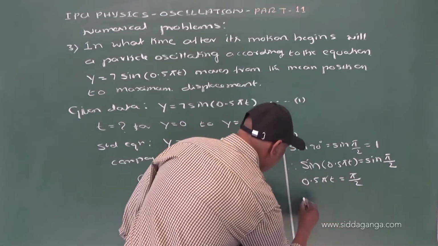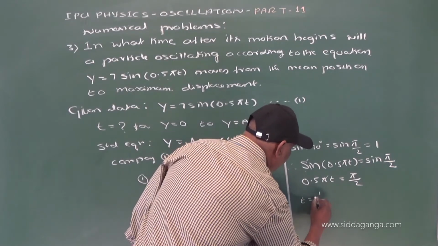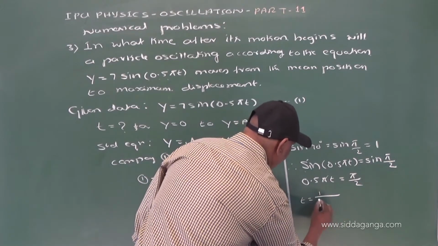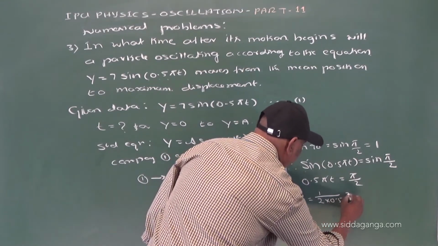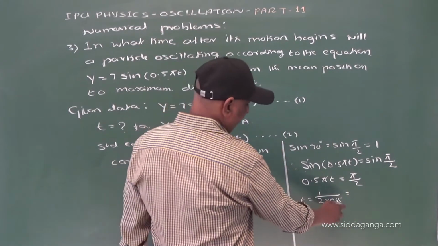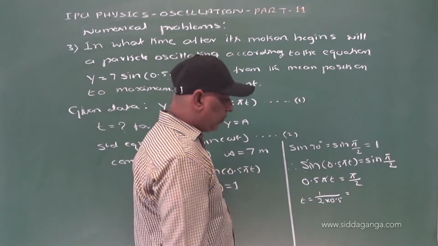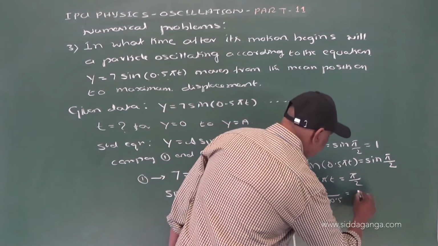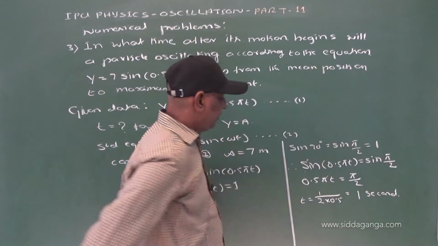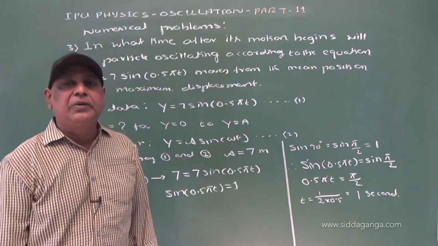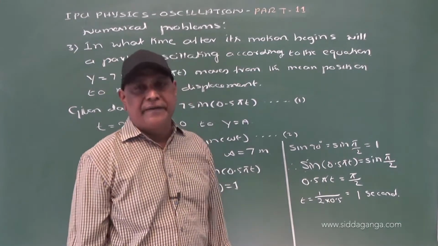Now t is equal to 1 by 2 into 0.5. 0.5 into 2 is equal to 1. 1 by 1 is equal to 1 second. So the time taken to reach the maximum displacement is 1 second.